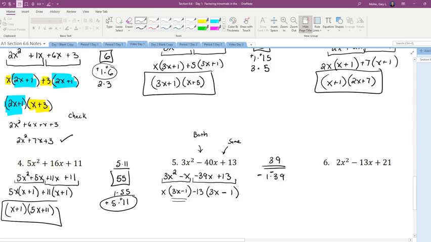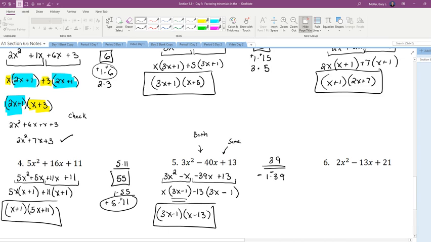If you get to this stage and you don't have exactly the same thing, 3x minus 1 and 3x minus 1, then you've done something wrong. It's probably a negative, could be something else. Don't force it and just pretend and look past it. Go find your mistake. All right, so now we're done: 3x minus 1 times x minus 13.